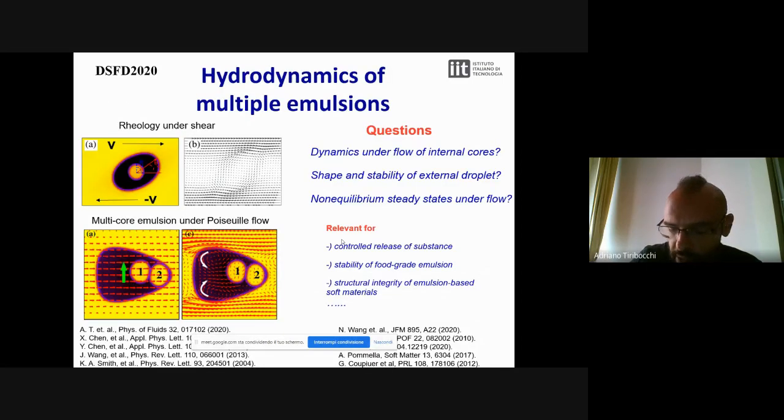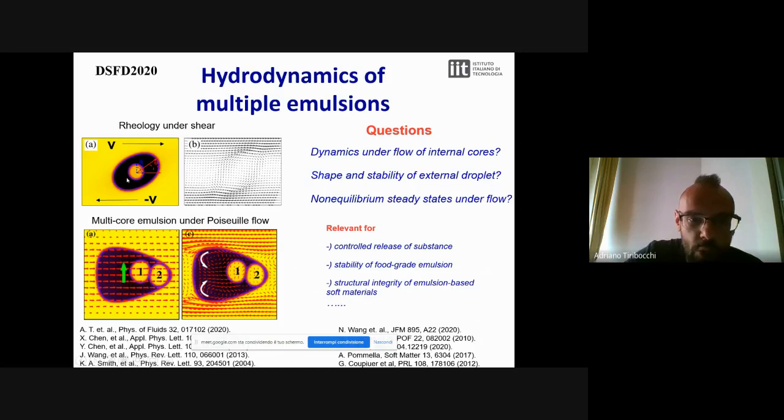Let's say that while a lot of effort has been spent to understand, from a theoretical and experimental point of view, how these emulsions are produced, only more recently, thanks to the improving of tools available mainly for simulations, there have been growing studies trying to understand what's the role played by hydrodynamics in the system, and in particular in experiments or in simulations which are rather common.